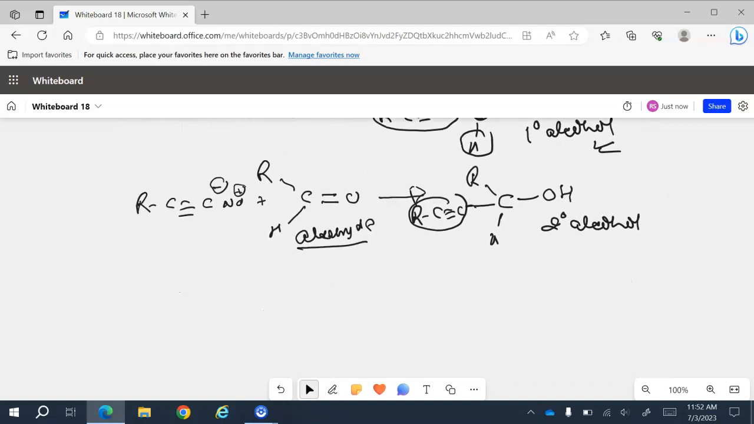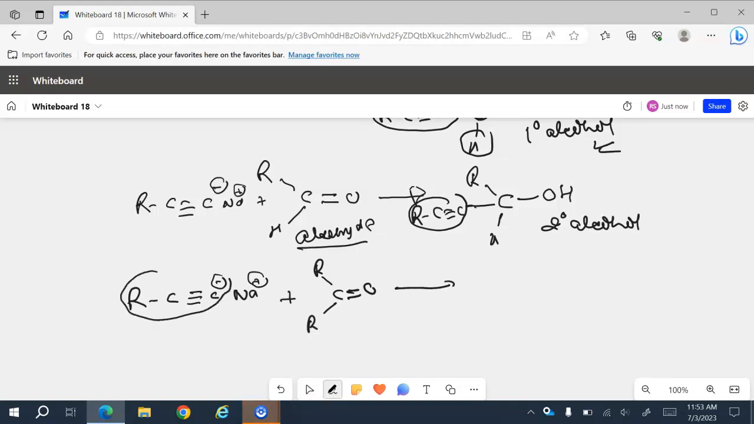But if we use the other one, let's say for example RC triple bond C negative and Na plus, and you react with a ketone, R and R prime is a ketone, then you can see the product that is generated as you saw previously. Again, this is the group that will be attached to the carbon here, and the result here will be the tertiary alcohol. Here you have the RC triple bond C group attached to this carbon, and OH, that will be a 3-degree alcohol.